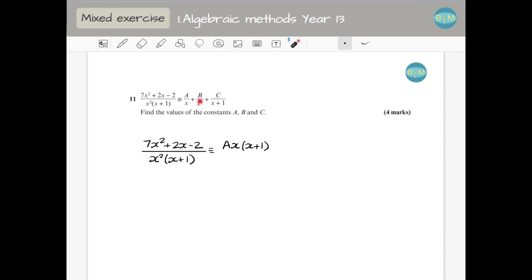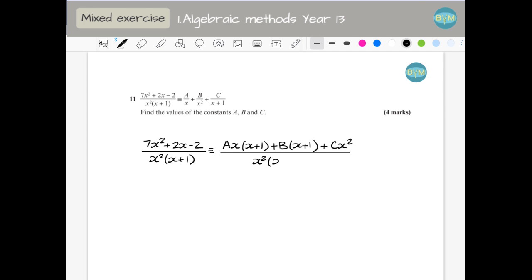When I divide by x squared, I have the x plus 1, and that's what multiplies the b. So plus b x plus 1. And when I divide by this one, I will have x squared, and that's what multiplies c, plus c x squared. And now we can use substitution or comparing coefficients.